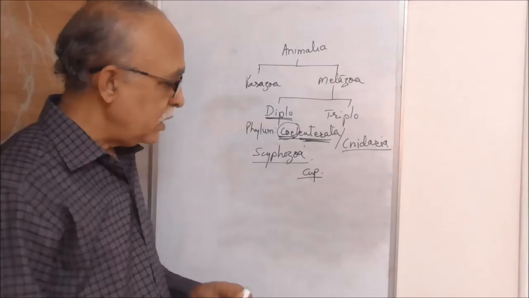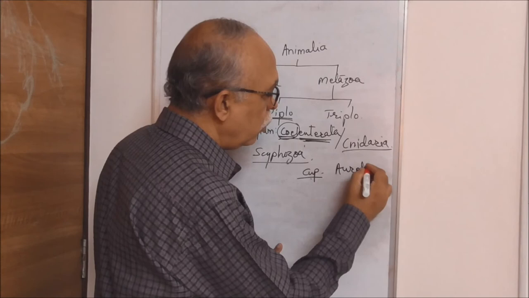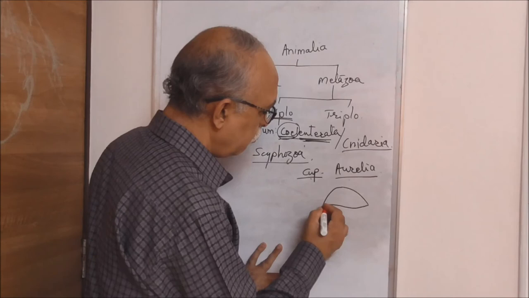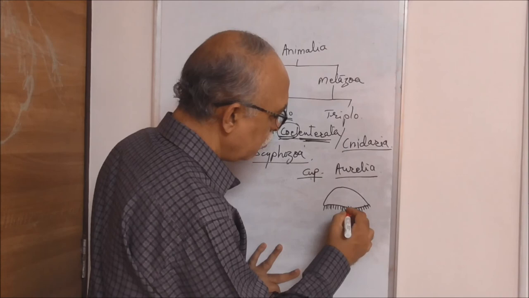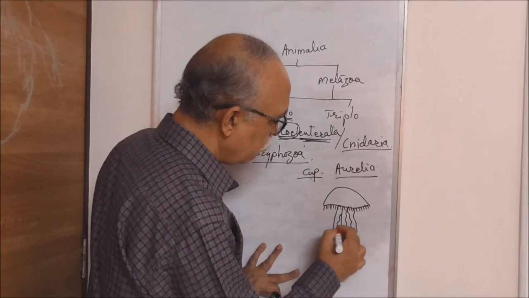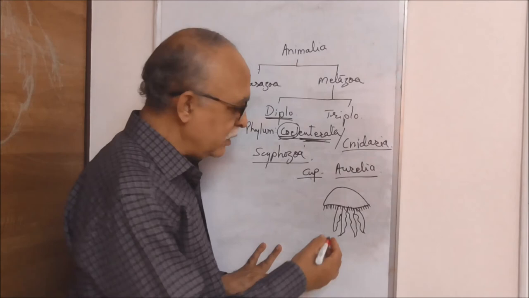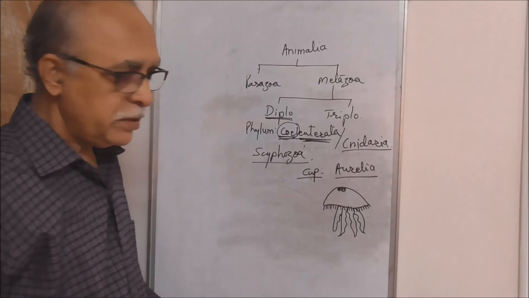Example could be a typical jellyfish, that is Aurelia. This is what it is. Here there are tiny tentacles. Four arms are seen, oral arms they are called. And here the sex organs are seen, gonads are seen. That is what a jellyfish should be looking like.